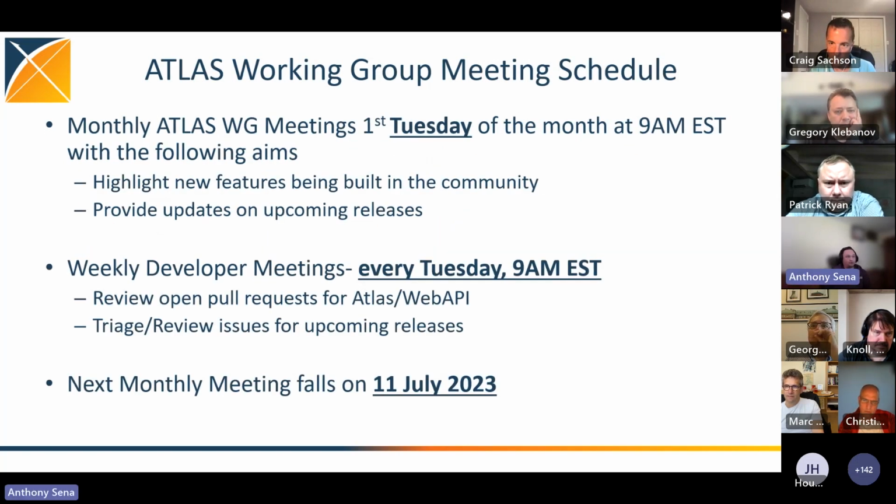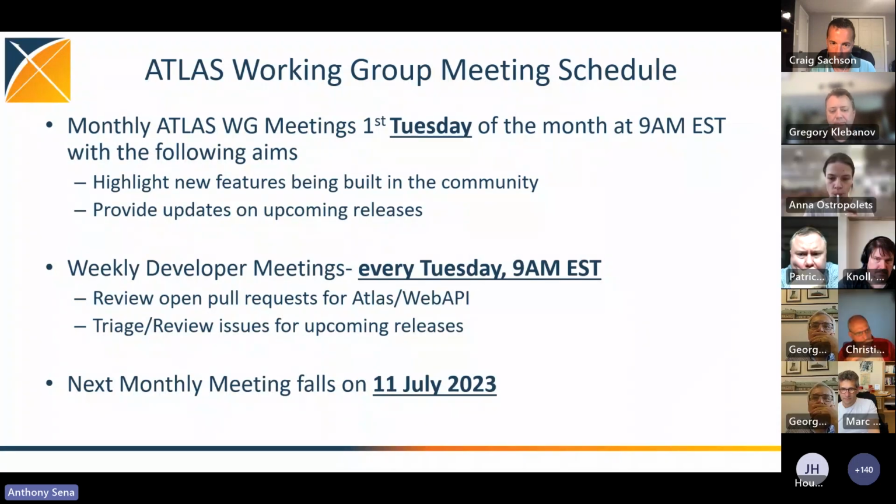So within our working group, we have the following schedule. Every month, every first Tuesday of the month at 9 o'clock, we have a monthly meeting that aims to highlight new features that are being built by the team and to provide updates on upcoming releases. They're meant to be at a high level for those that want to keep up with what's happening on the platform.